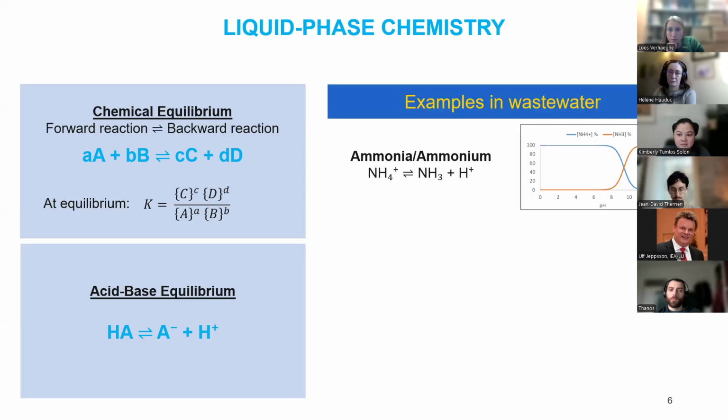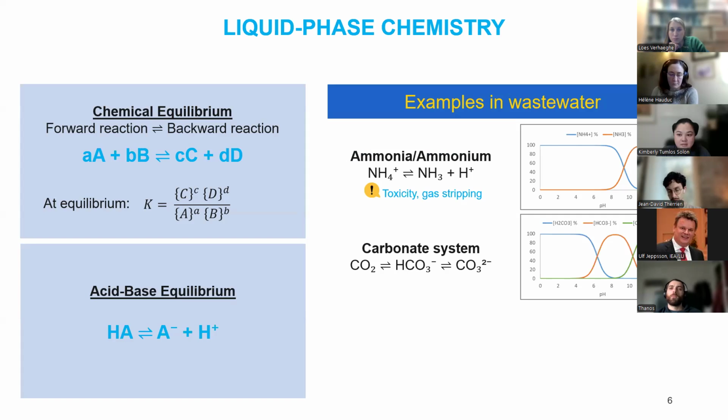So some common examples of chemical equilibrium and very important in wastewater is the ammonium equilibrium. So at low pH, it's ammonium, which stays in water. And at high pH, we have ammonia, which can also be stripped away. So it's important if you want to model toxicity and gas stripping. The carbonate system, which we all know is very important for the pH. So the carbonate system controls the pH in every biological reactor in the wastewater. And so this is important for pH control, and also it's important when we want to model gas transfer properly.